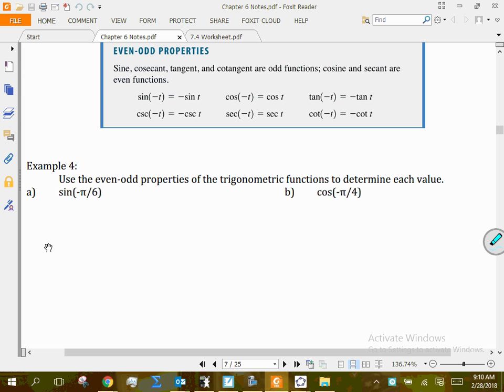Let's talk about what we refer to as even odd functions, or even odd properties. I'm going to call them functions because eventually we're going to talk about the sine and cosine graphs and their functions when we look at them as graphs.